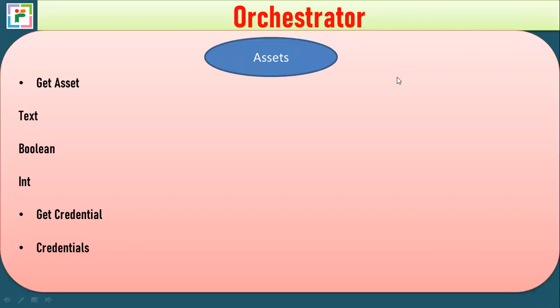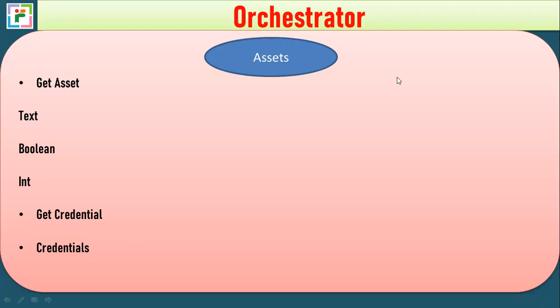In that case, some different variable type or storage unit type comes into existence, and that is assets. So asset is a global variable which can store different types of data, but in assets we can store only four specific types of data. First one is normal text data you can store. Then you can store boolean value, true or false, yes or no, like that. Integer value you can also store in asset.